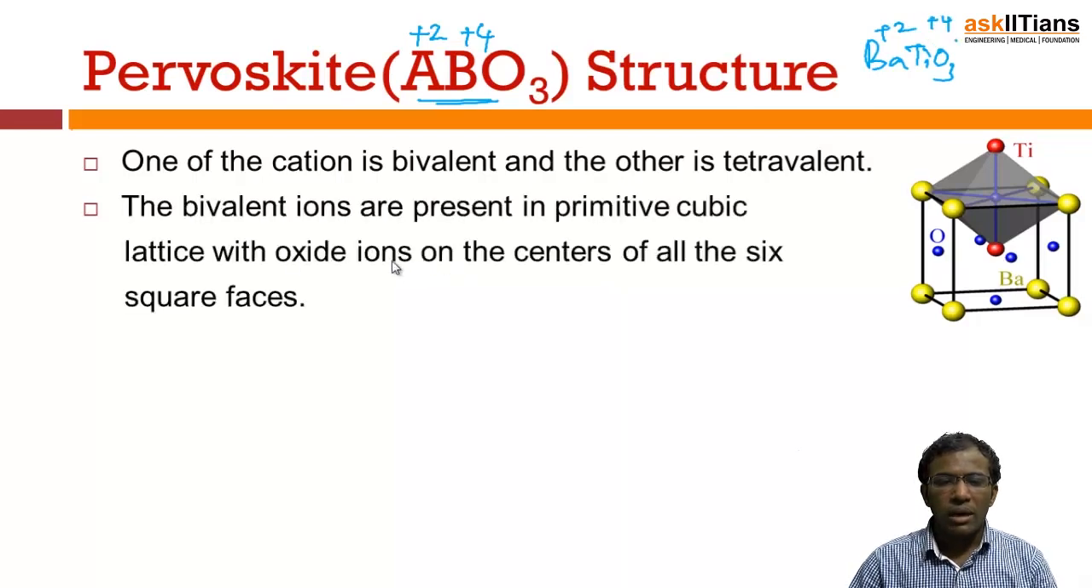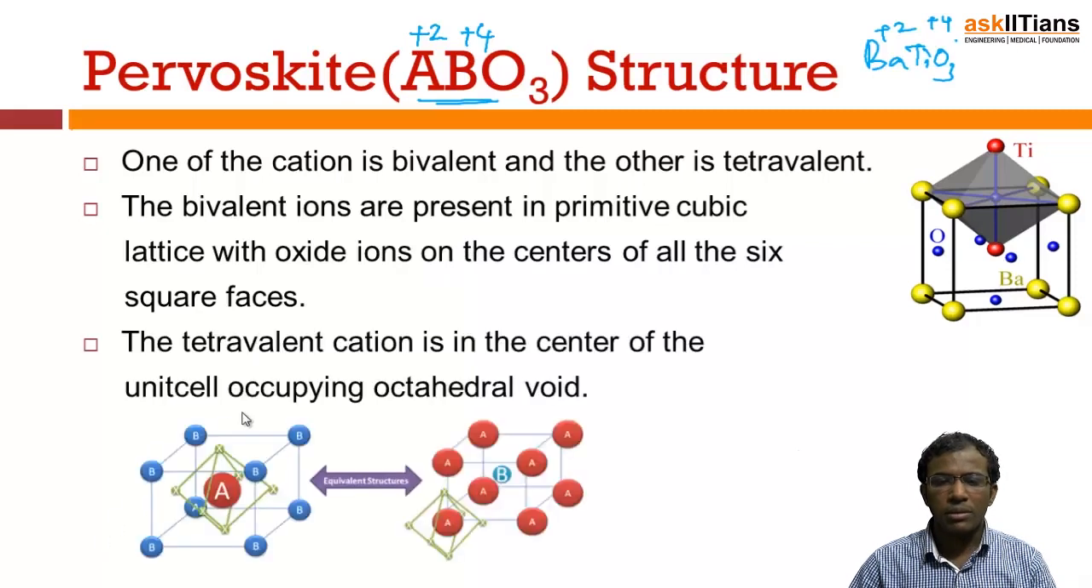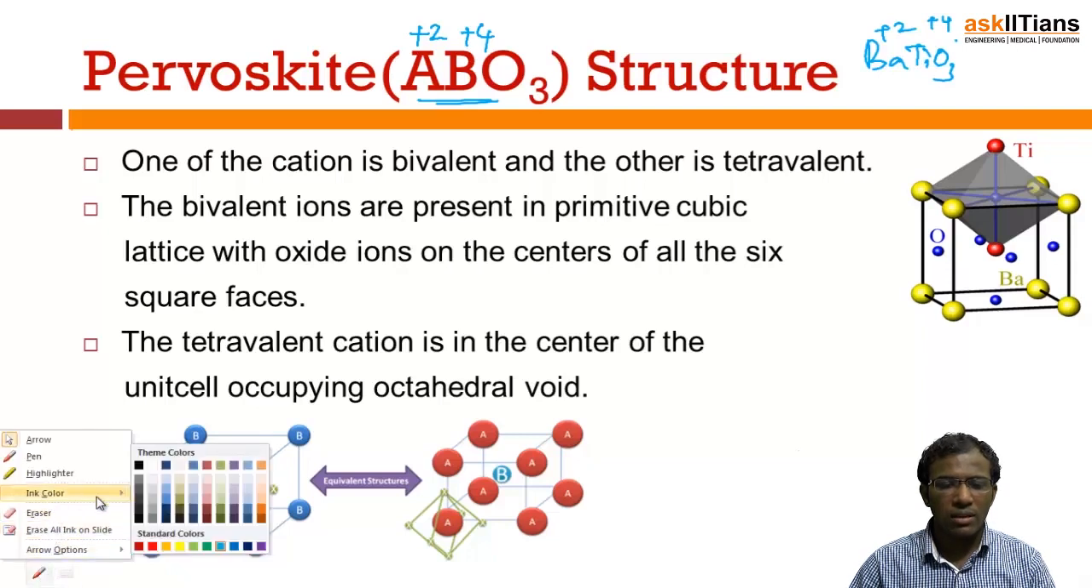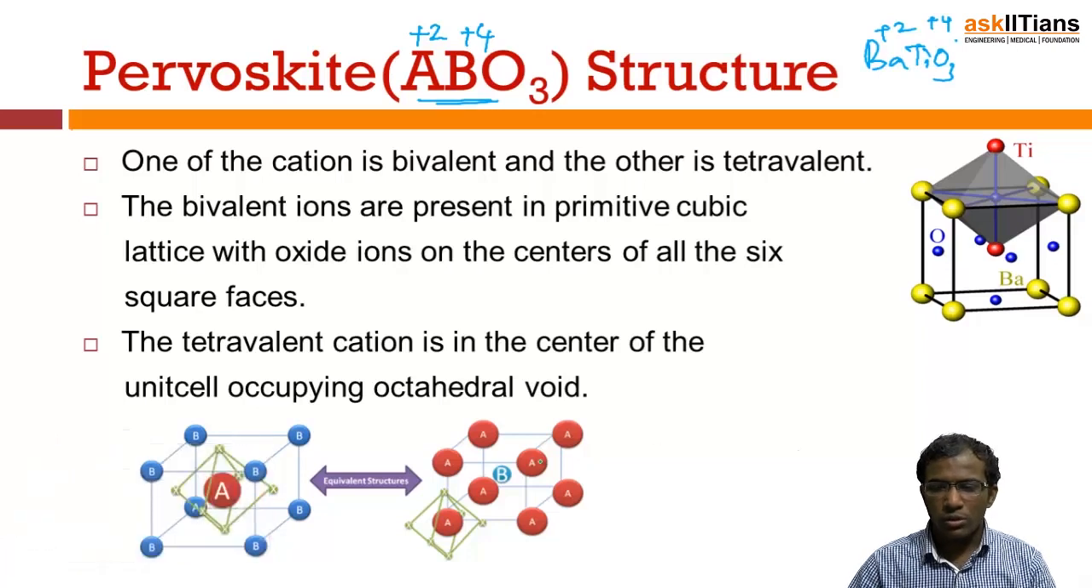So here the bivalent ions are present in a primitive cubic lattice, that is a simple cubic, and the oxide ions are present at the center of each face. In this example, BaTiO3, what are the bivalent ions?